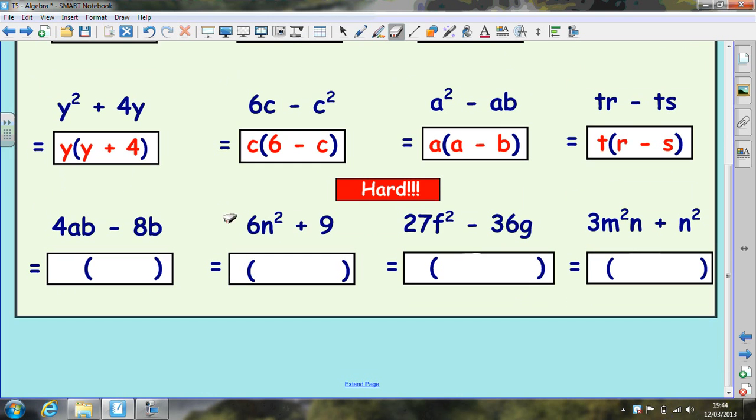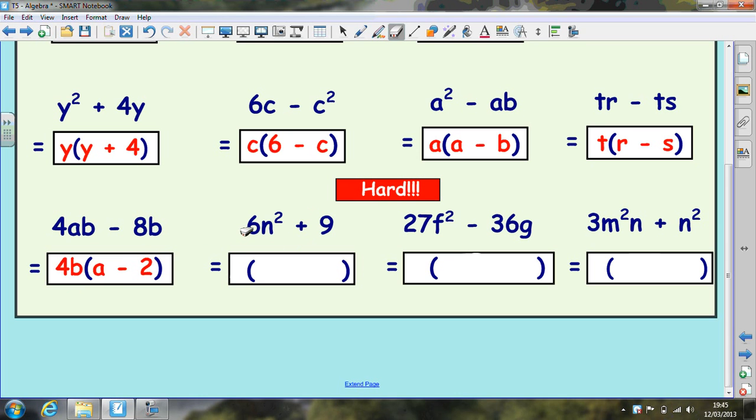Okay, on to some harder ones now. You may have a combination of both a letter and a number in these ones, or maybe just a letter or a number. You have to make your own mind up. So in this one we look at the numbers first. You can take 4 out of 4 and 8. That's the biggest number that divides into both of them. But there's also a b in both parts, so we'll take that out as well. So 4b times something makes 4ab, well, we need an a, and 4b times 2 makes the 8b there.